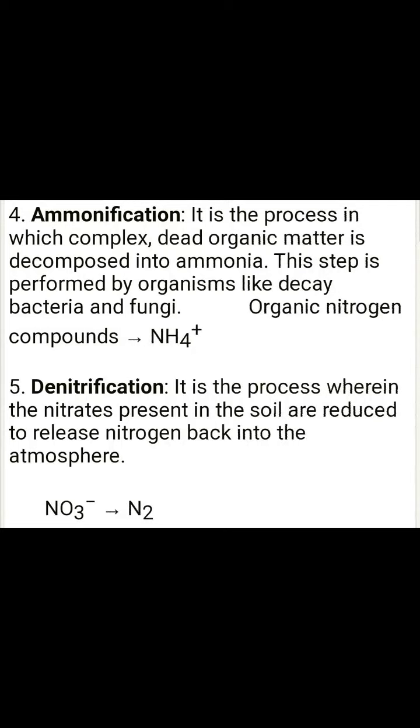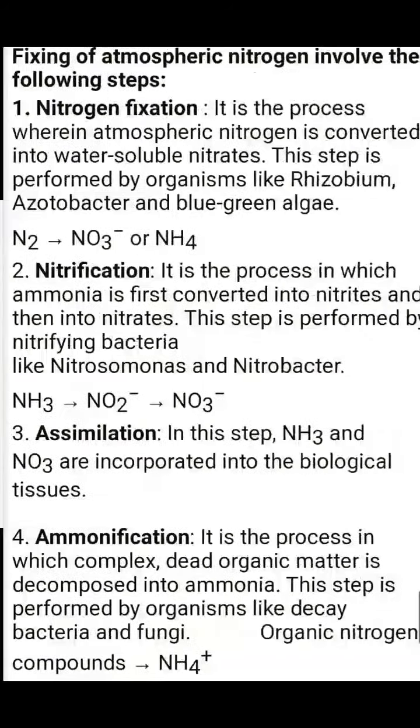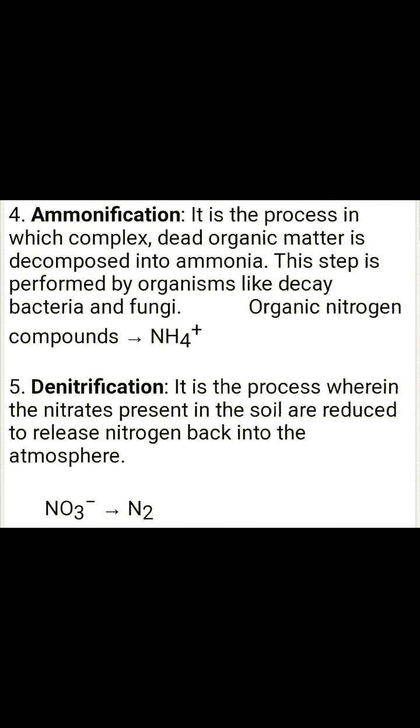The fifth step is denitrification. Denitrification is the process where the nitrates present in the soil are reduced to release the nitrogen back into the atmosphere. As I told you, during the ammonification process, decomposition occurs and the organisms in the soil get that nitrogen, and in denitrification those organisms release the nitrogen into the atmosphere, that is NO3- gives N2. So if you observe, the cycle starts from N2 and ends in N2. So this is the nitrogen cycle.